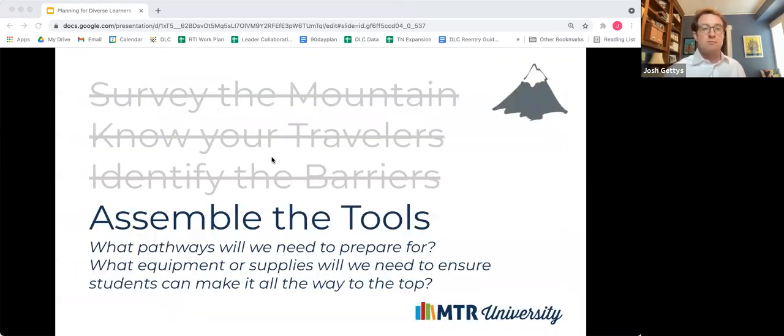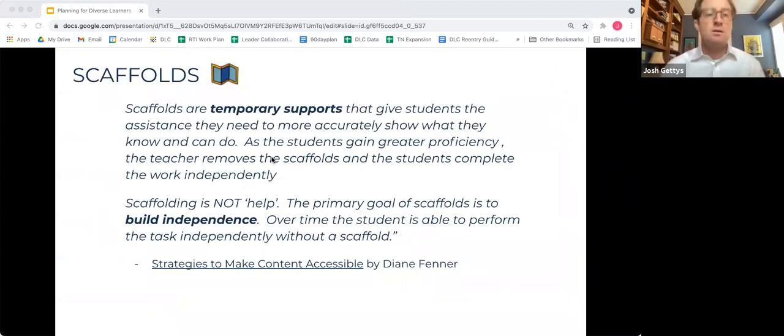Next, we assemble the tools. What equipment or supplies will we need to ensure that the students can make it all the way to the top? Here we're looking at scaffolds, which are in essence different kinds of strategies. Scaffolds are temporary supports. I want to clarify, they're temporary. They're really about building student independence so that when we're not with them, they can do it on their own. Sometimes as educators, our emphasis is on helping them complete the assignment or get a good grade. A slight change in focus, but a very important one, is: how am I as a teacher going to equip this student to do it on their own?